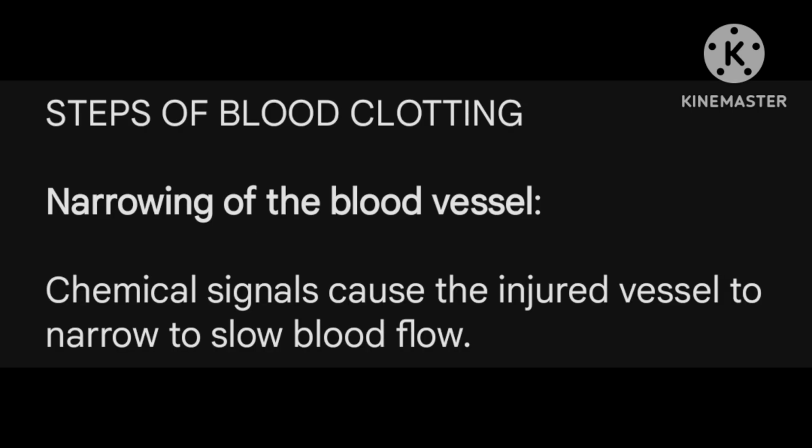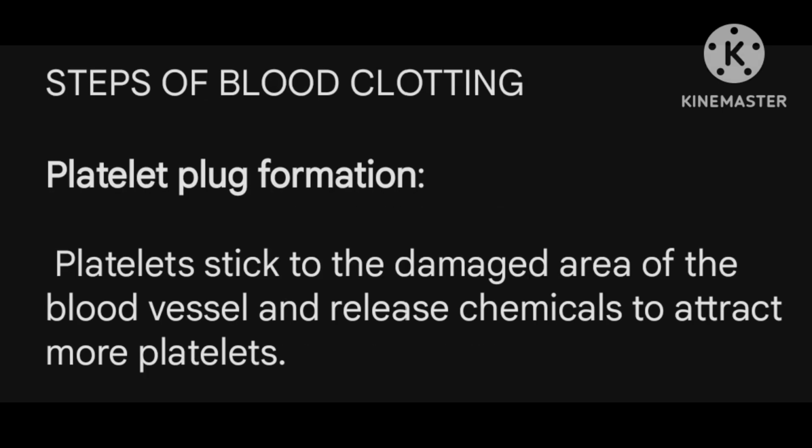There are several steps involved in the process of blood clotting. First one is narrowing of blood vessels. Chemical signals cause the injured vessels to narrow to slow blood flow. Second step, platelet plug formation. Platelets stick to the damaged area of the blood vessels and release chemicals to attract more platelets.